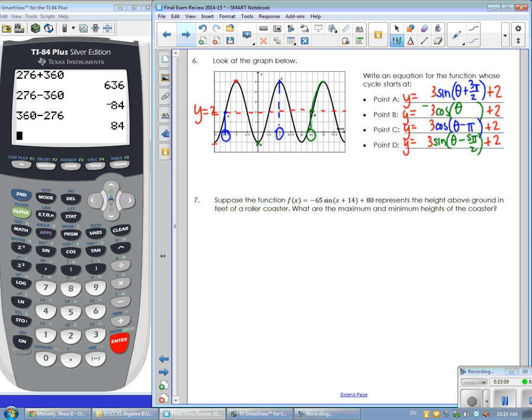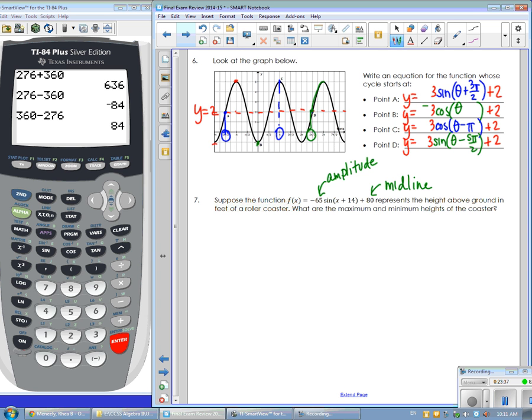All right, and number 7, it says, suppose the function f of x, which is negative 65 times the sine of x plus 14 plus 80, represents the height above ground in feet of a roller coaster. What are the maximum and minimum heights of the roller coaster? Well, let's see what we remember about the equation. Remember, the 80 is our midline, and the 65 is our amplitude.